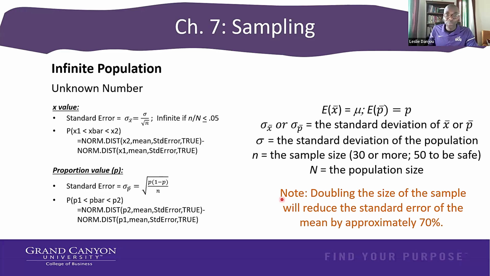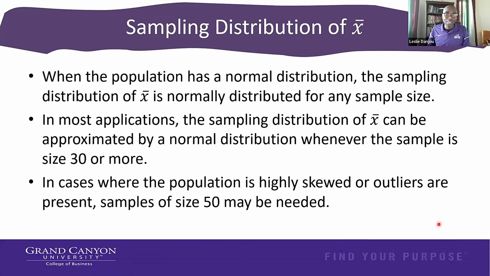Here's a quick note. Doubling the size of the sample will reduce the standard error of the mean by approximately 70%. The higher the sample size, the lower the standard error. I'm going to quickly show you some examples, but when we're doing a sample, we need it to be 30 or more. 50 or more is even better.